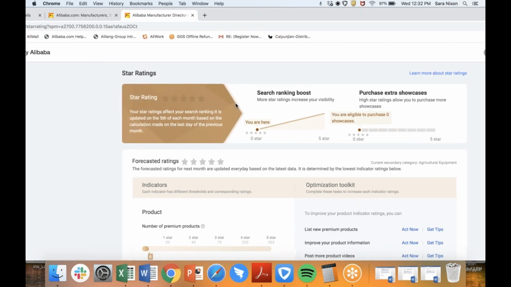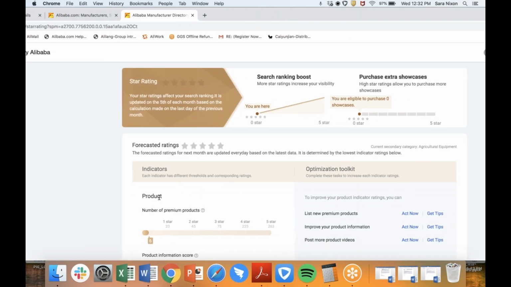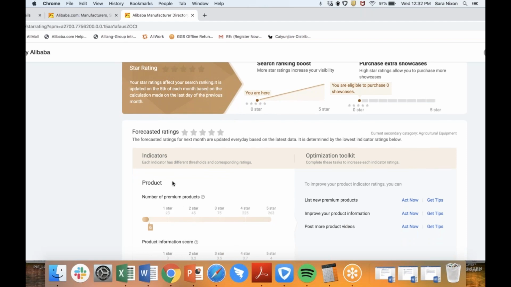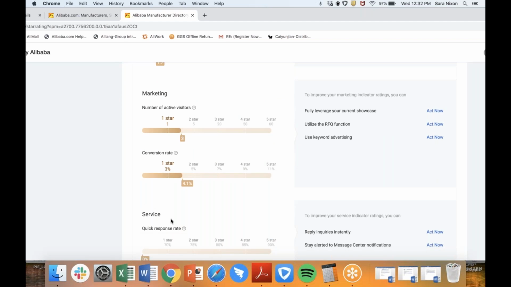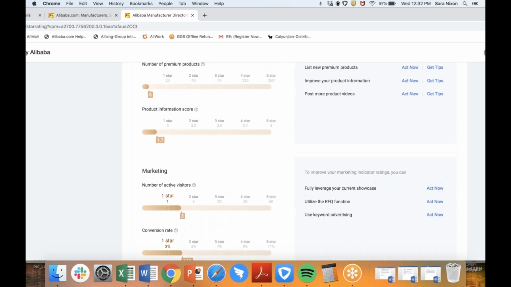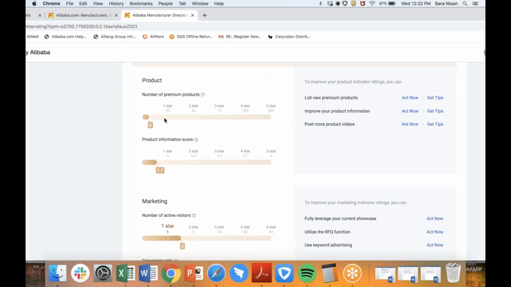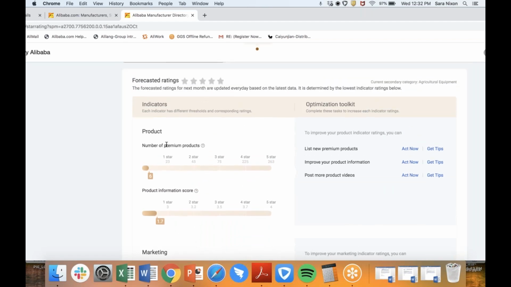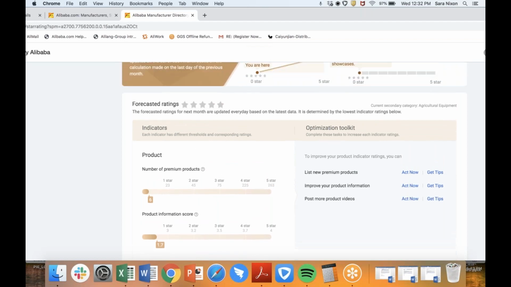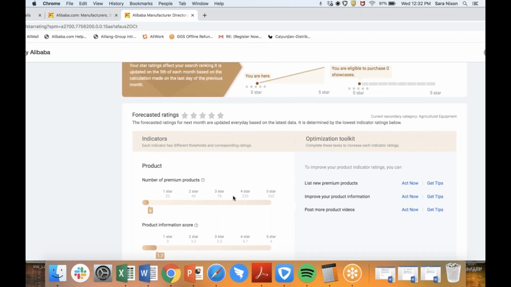So right away, you can see here that there's 3 different capabilities that we measure on. So product, marketing, and service. And within each of the capabilities, there's indicators that we measure you on, right? So the whole purpose of this is that you can right away see exactly where you stand on each indicator and what you need to do in order to get to the next level. So the first capability that we measure you against is product.